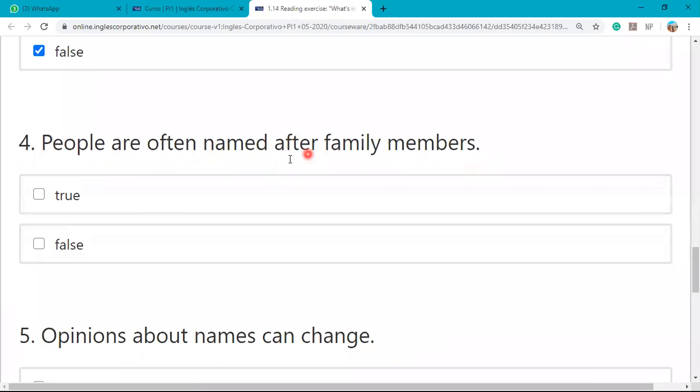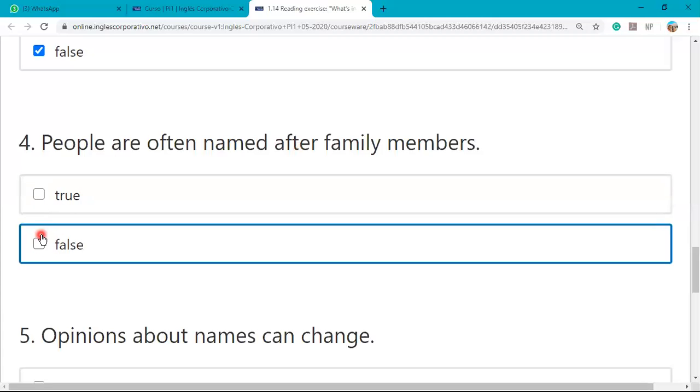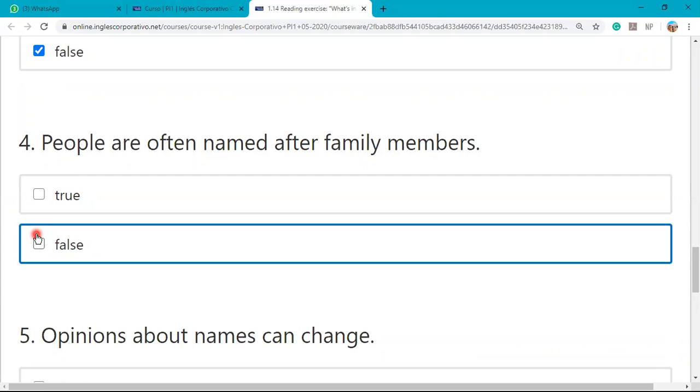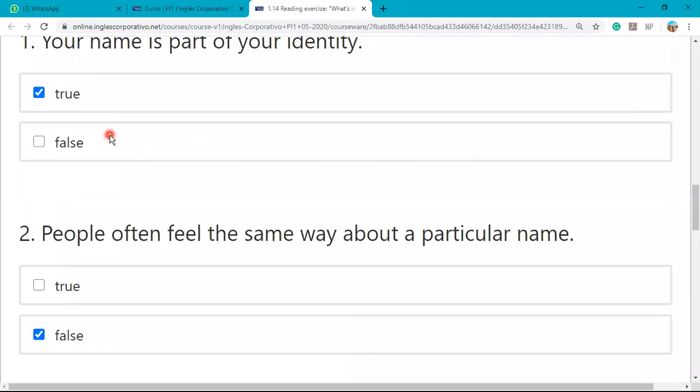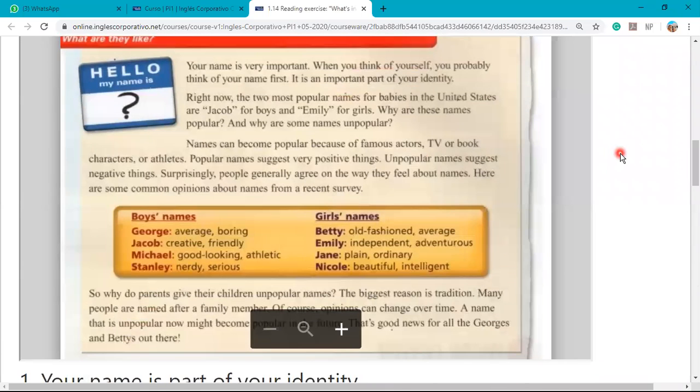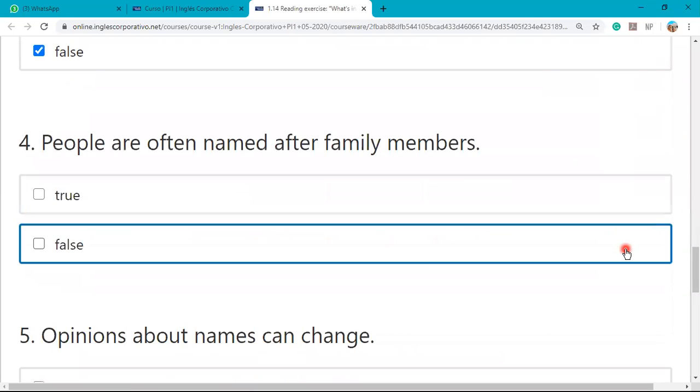Este after no significa después, sino que este after significa como debido a los nombres que hay en la familia. Oh. I believe it to be true. Mm-hmm. False. True or false? Decía la lectura de que la mayoría de nombres eran por los artistas, que la gente le ponía los nombres a los niños por el éxito que tenían, entonces que los niños querían que fueran también exitosos. Pero no sé, si quieren pongámosle. Eso fue lo que yo oí, pues. Dice, many people are named after a family member. Okay. Puede ser, puede ser. Probemos con true.